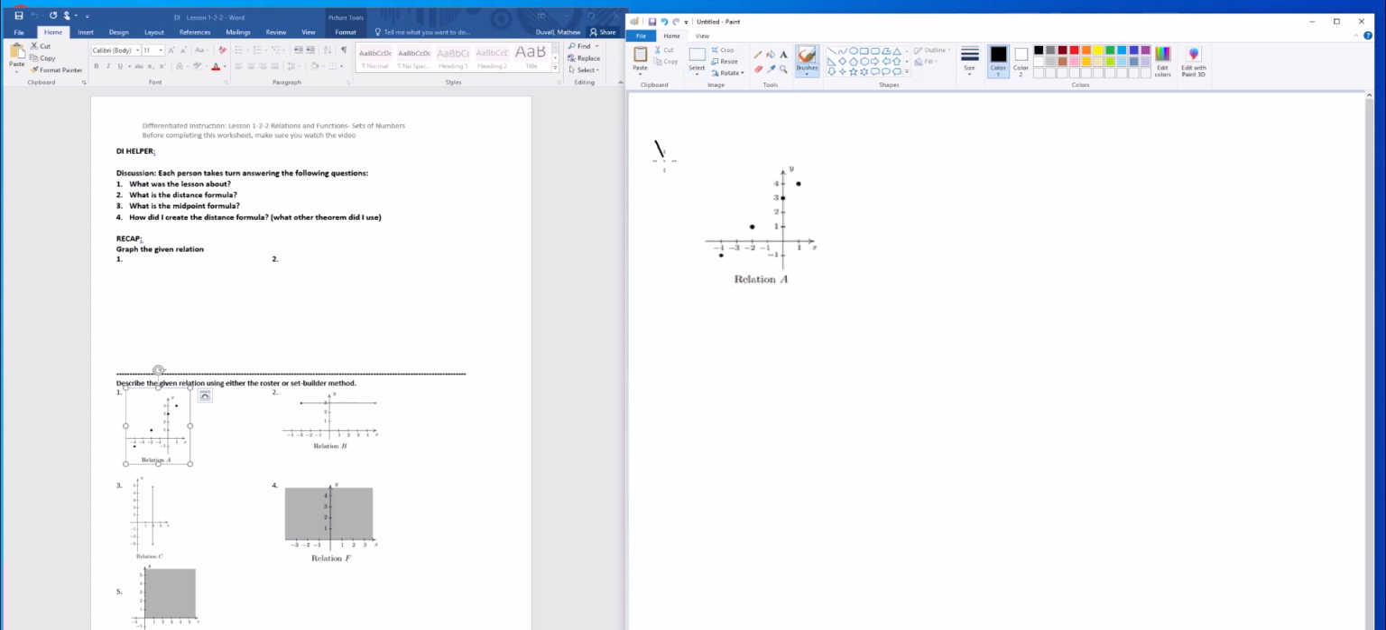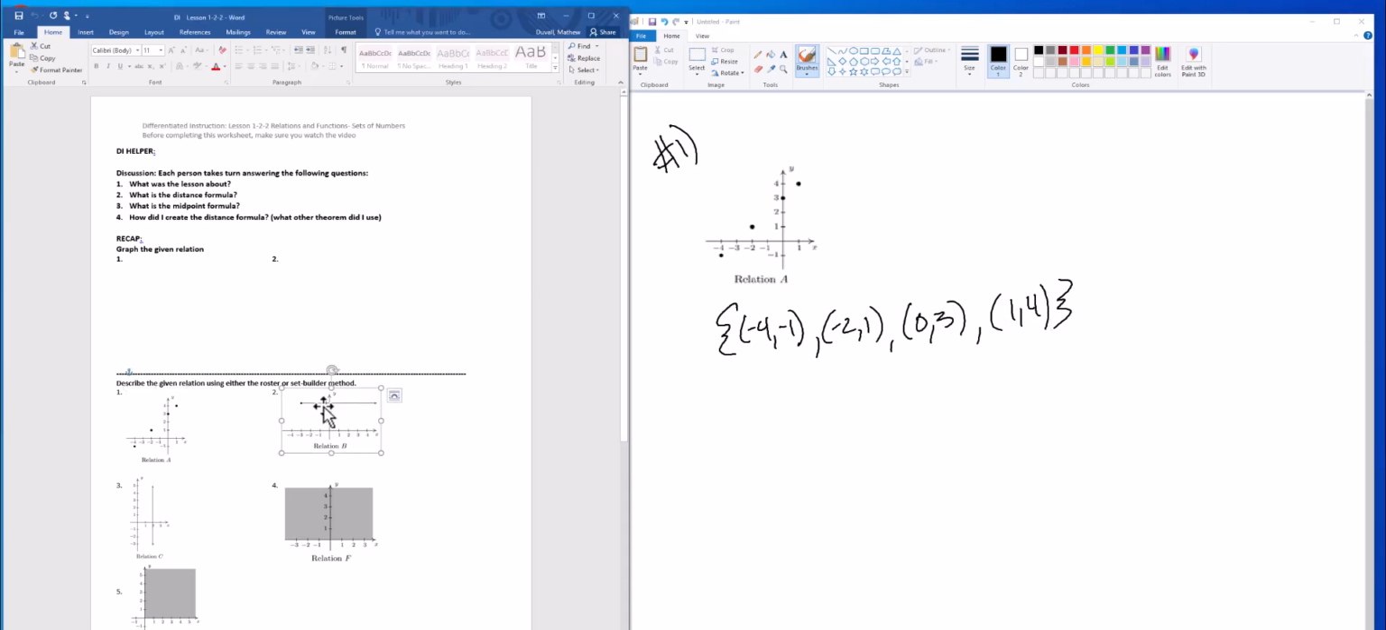So on number 1, it's just asking us to describe the given relation using either the roster or the set builder method. Well, since it's just a bunch of points, we can just list the points. So that first point is (-4, -1), and (-2, 1), and then (0, 3), and then (1, 4). Let's look at another one.